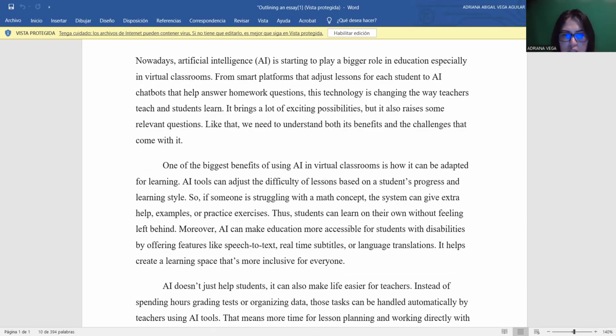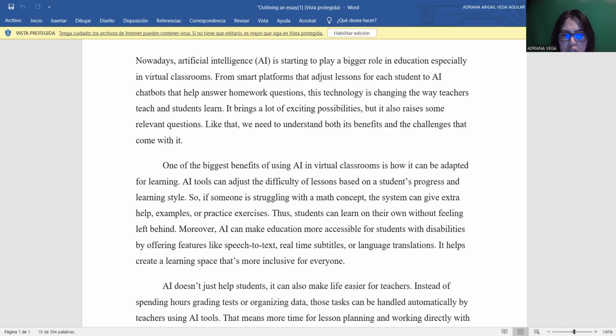In the first paragraph of the body, we focus on the benefits for students. One key advantage is personalized learning. AI can adapt the level of difficulty based on student progress, offering extra support to those who need it. Another important benefit is accessibility. AI tools offer features like subtitles, translations, or voice typing, which help students with disabilities or language barriers. So AI makes learning more inclusive.